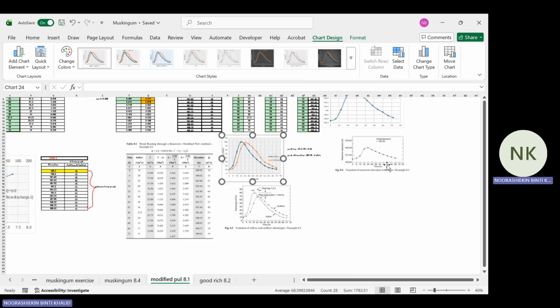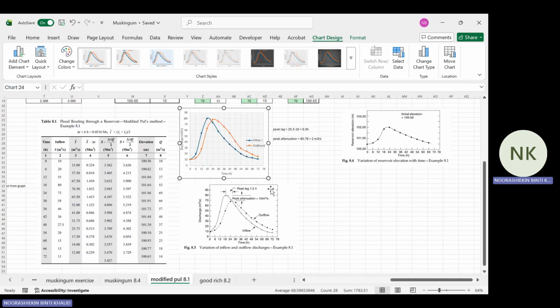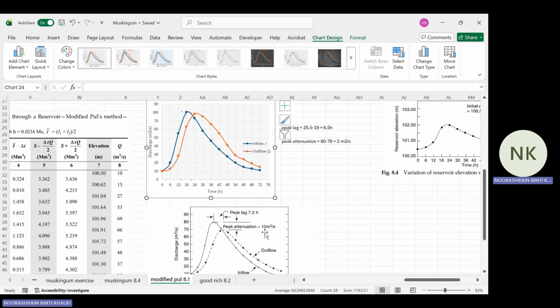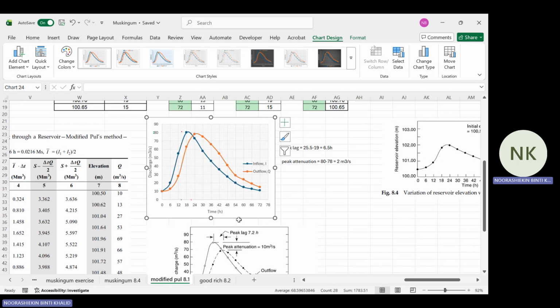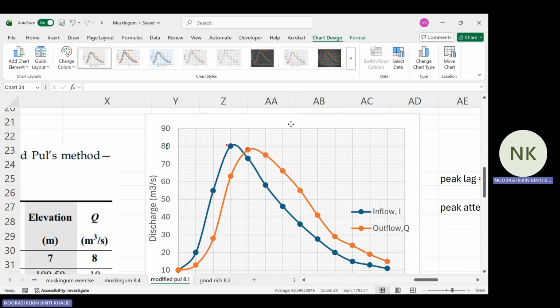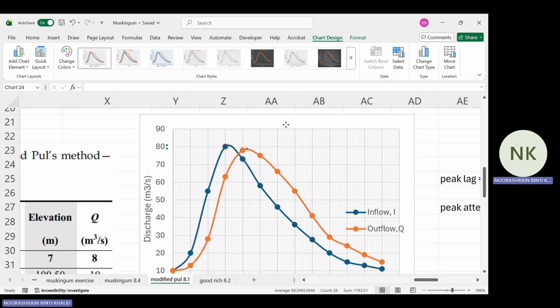Right. So the value is same like in the book. Okay. Just the value is not exactly the same because of when we are plotting the graph. So you have to find out the attenuation, the value of peak. For example, this one value of peak, how much? You find out the peak attenuation from the graph and then also the peak lag from the graph.